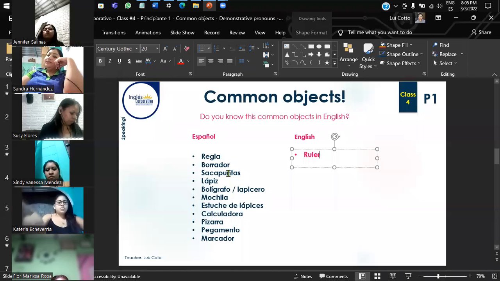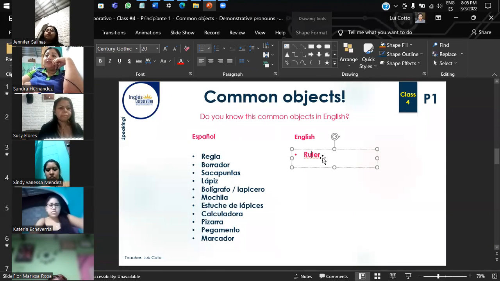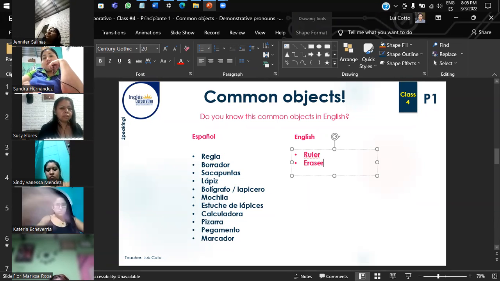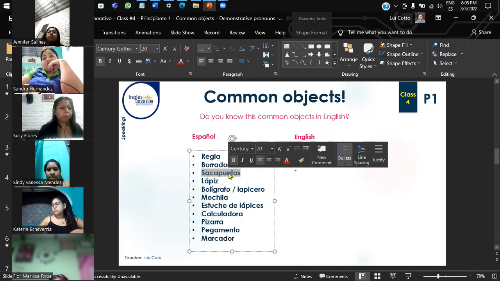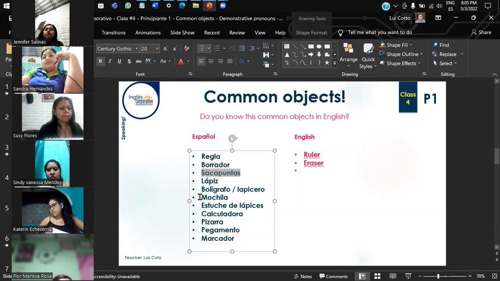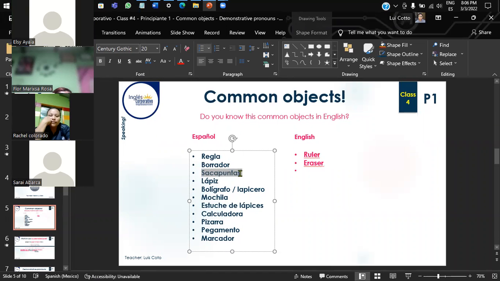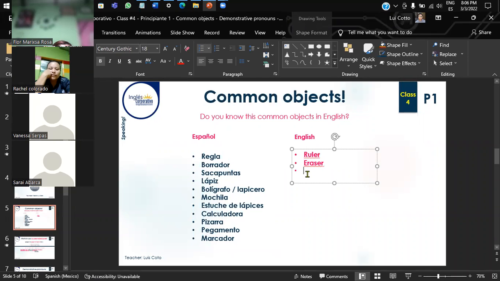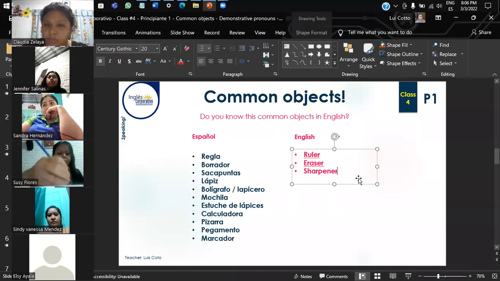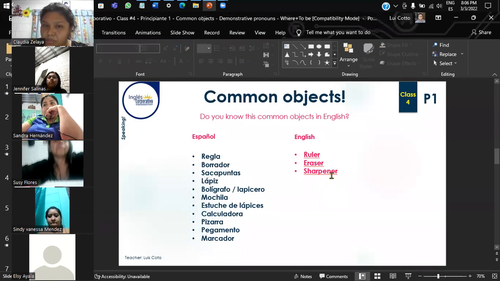Okay, very good. Second object. Borrador. And in English? Eraser. Okay, eraser. This time, only the word. Next. What is the object, Catherine? I don't know what it means. But you know how to say it in English. Ya sabe cómo se pregunta en inglés. How do you say it? Sacapuntas. If you don't know, it's sharpener. Repeat that object. Sharpener. Next, an easy one. Uno fácil.